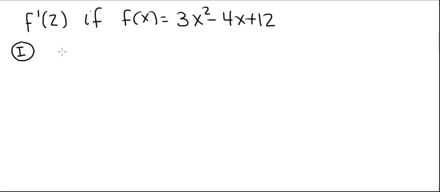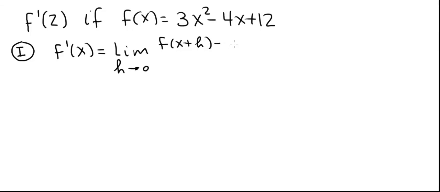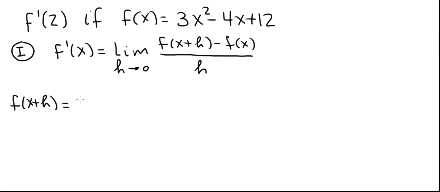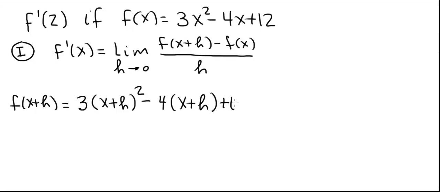The first method, we're going to compute the derivative first. So f prime of x is equal to, recall, the limit as h approaches 0 of f of x plus h minus f of x divided by h. So let's go ahead and compute that. First we'll compute f of x plus h. That means replace every x in the function with x plus h, and make sure you put that in parentheses. So this is 3 times x plus h squared minus 4 times x plus h plus 12.